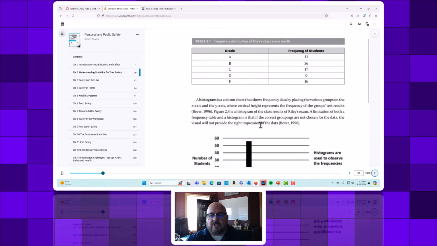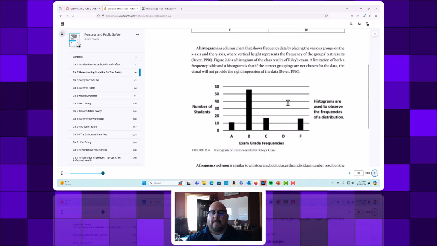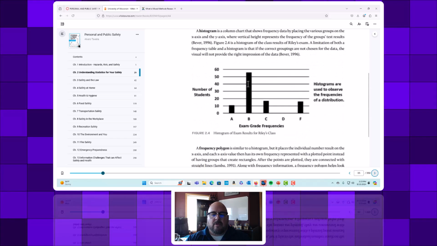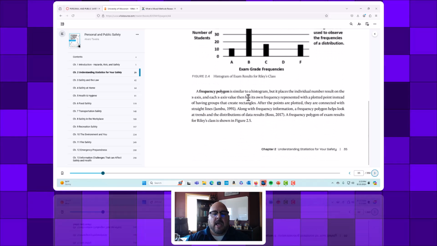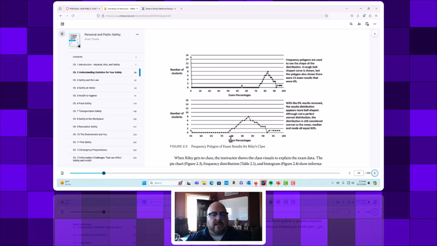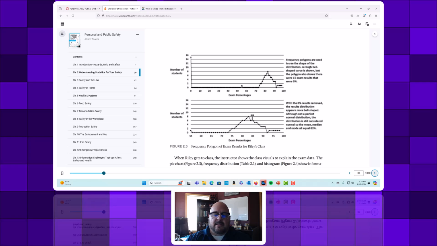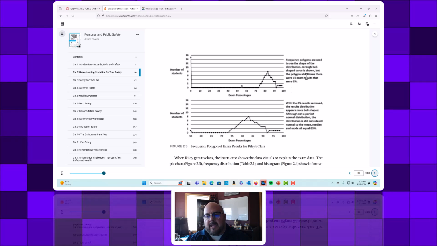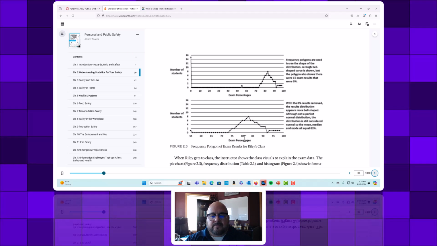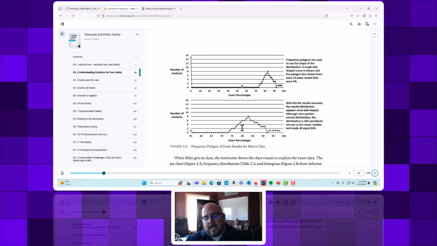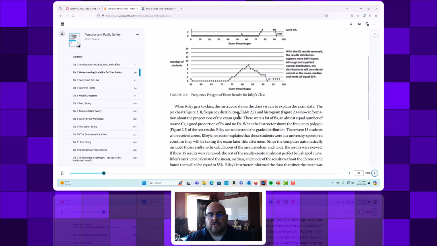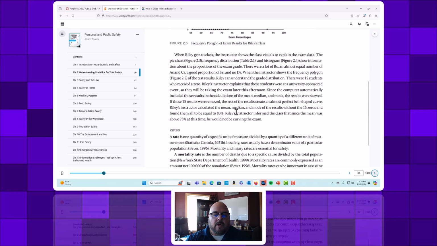It's a side-by-side comparison without really representing the totality. You're visually looking at it, but it's more of a numerical thing. It provides a little bit more insight. A frequency polygon, on the other hand, shows exam percentages versus number of students. It's a frequency polygon, but it's almost like a distribution in many ways. So this is a frequency polygon. It's like a distribution, and that's exactly what the author calls it, and that's what I would call it too.